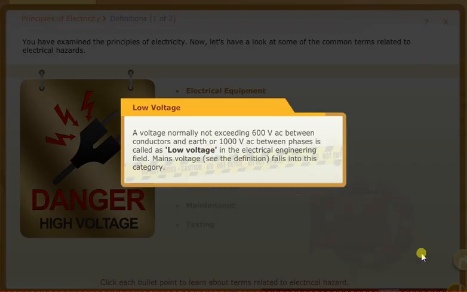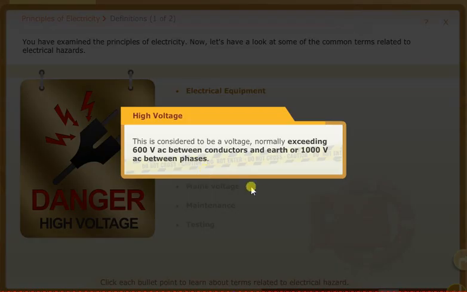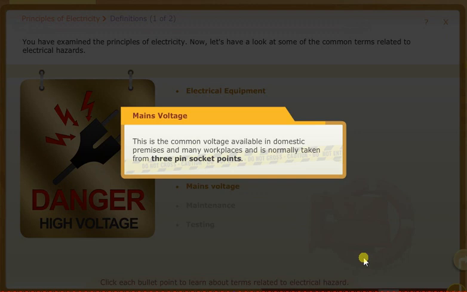Low voltage. A voltage normally not exceeding 600 volts AC between conductors and earth or 1000 volts AC between phases is called low voltage in the electrical engineering field. Mains voltage, see the definition, falls into this category. High voltage. This is considered to be a voltage normally exceeding 600 volts AC between conductors and earth or 1000 volts AC between phases. Mains voltage. This is the common voltage available in domestic premises and many workplaces and is normally taken from 3-pin socket points.